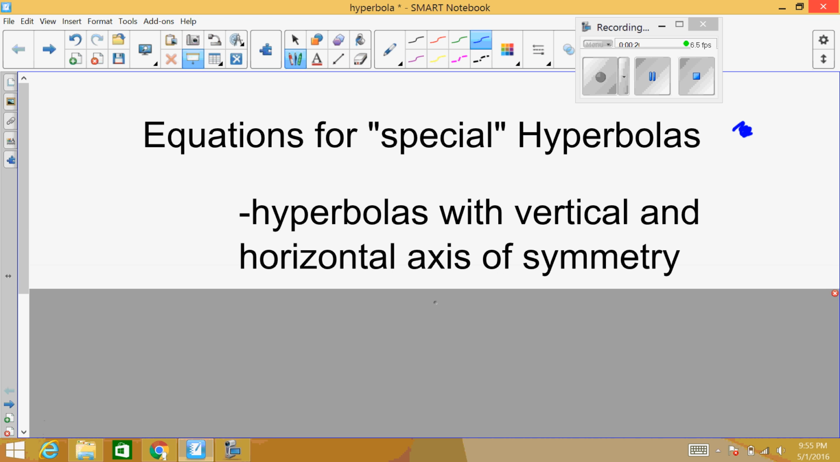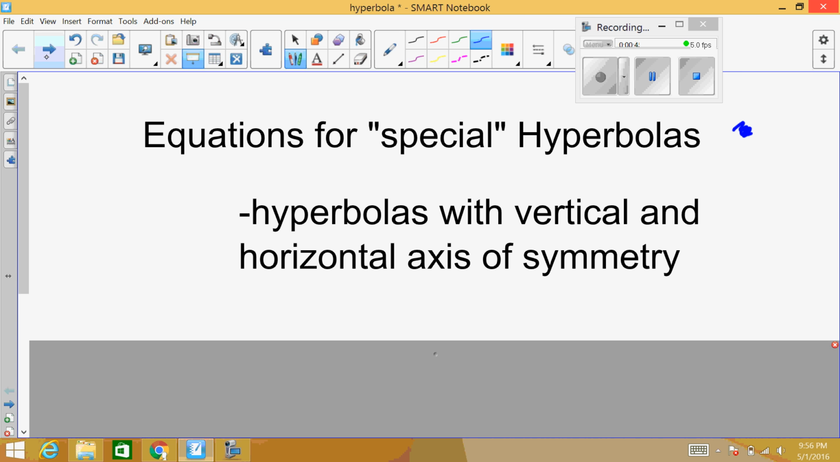So first thing, we are only going to talk about two special types of hyperbolas, kind of like we did with ellipses. We talked about an ellipse that had a vertical major axis and an ellipse that had a horizontal major axis. We're going to talk about hyperbolas that have a vertical axis and hyperbolas with a horizontal axis. A little bit different than an ellipse. We only have one axis, but we do still have two foci, and we'll see how that all works out here in just a little bit.